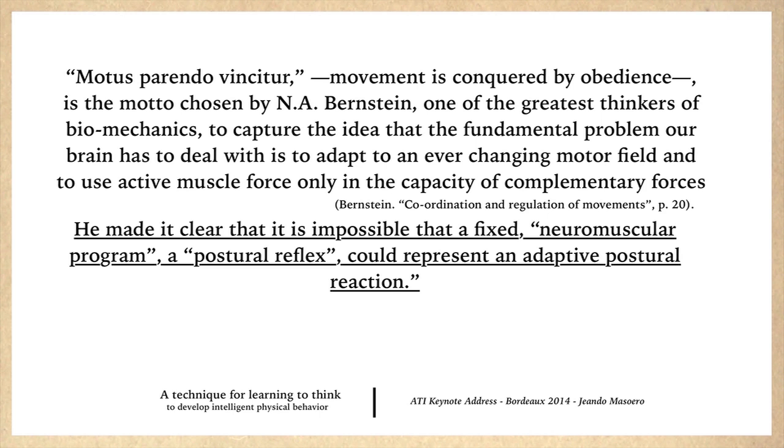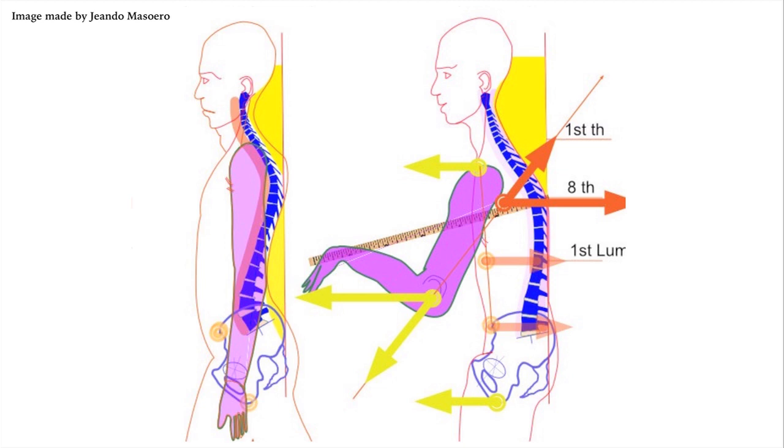Bernstein, one of the greatest thinkers of biomechanics, to capture the idea that the fundamental problem our brain has to deal with is to adapt to an ever-changing motor field and to use active muscle force only in the capacity of complementary forces. He made it clear that it is impossible that a fixed neuromuscular program, a postural reflex, could represent an adaptive postural reaction. To be able to truly adapt to novel and complex postural stimulation, we need to use our whole mind.